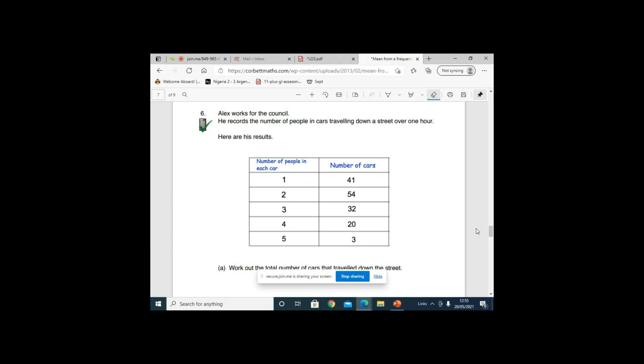41 plus 108 plus 96 plus 80 plus 15 is 340. Now we have to divide it by the number of cars. 41 plus 54 plus 32 plus 20 plus 3, that is 150. So the answer is going to be 340 divided by 150, 2.26. Yeah, that's it.